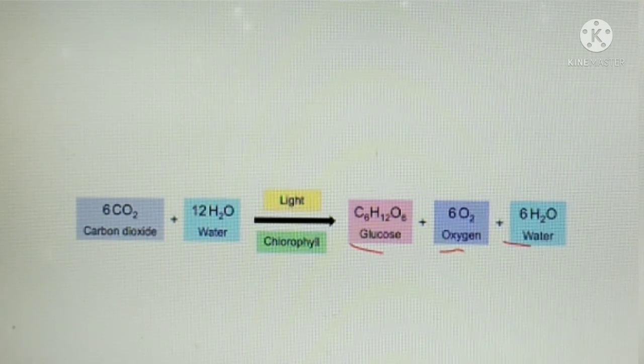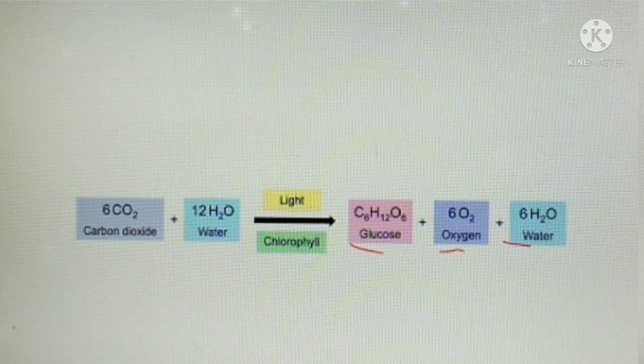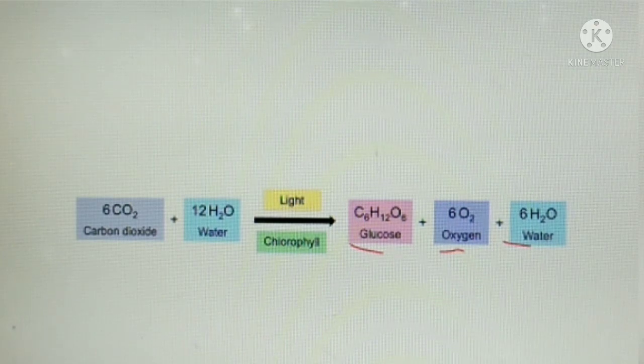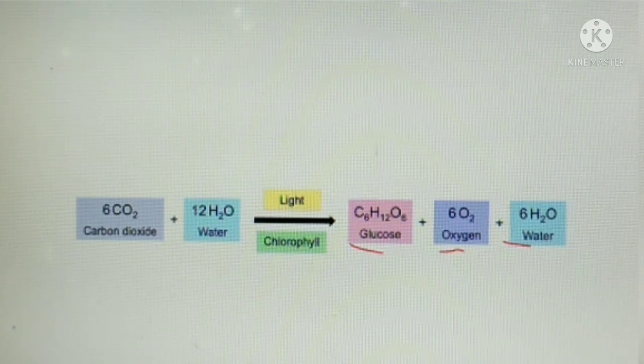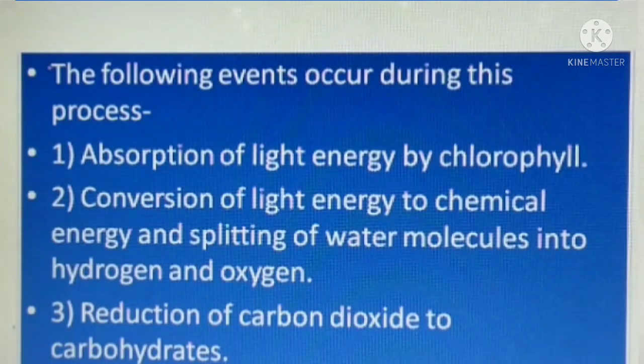So the carbon dioxide and water are converted to what? Three products are there. What are the three different products? Glucose, oxygen and water. So what will happen to this glucose? They will store it as starch. And what will happen to oxygen and water? They will leave out the oxygen to the atmosphere, and also they will give out the excess water to the atmosphere. So the following events occur during this process.